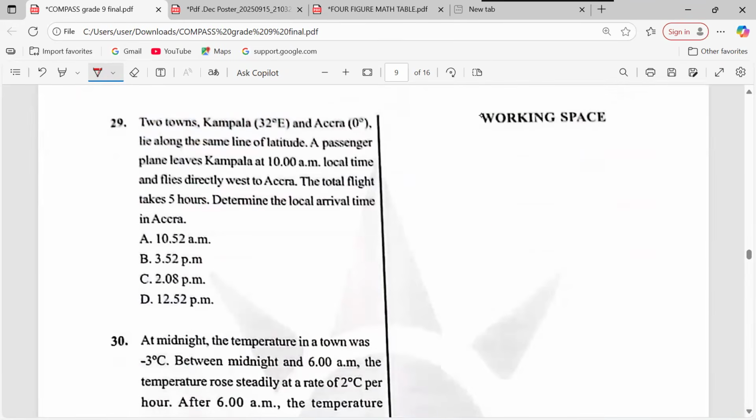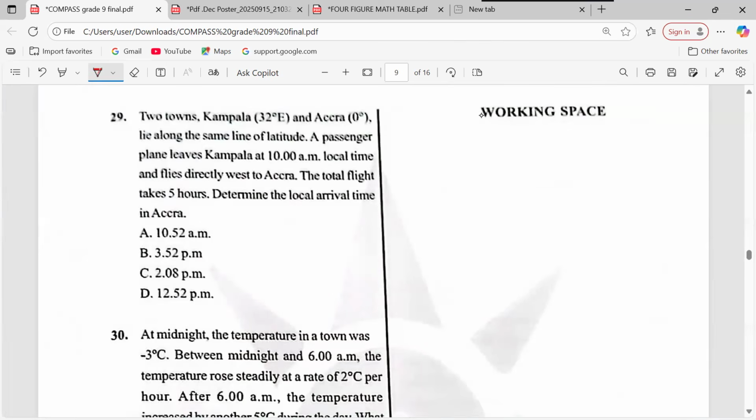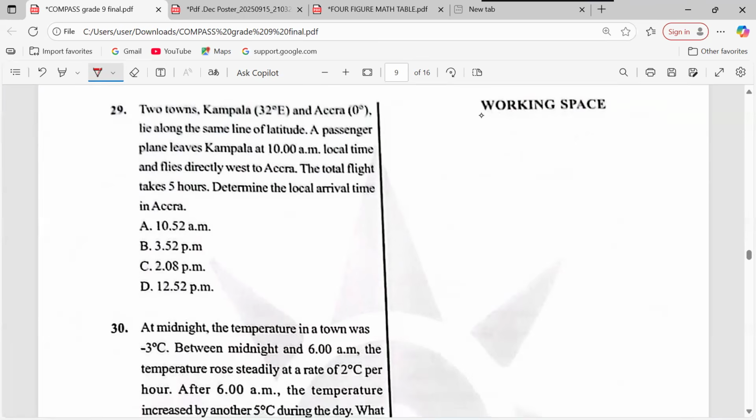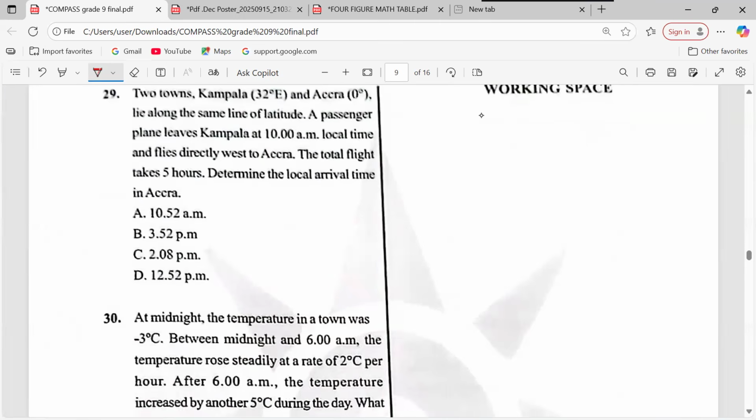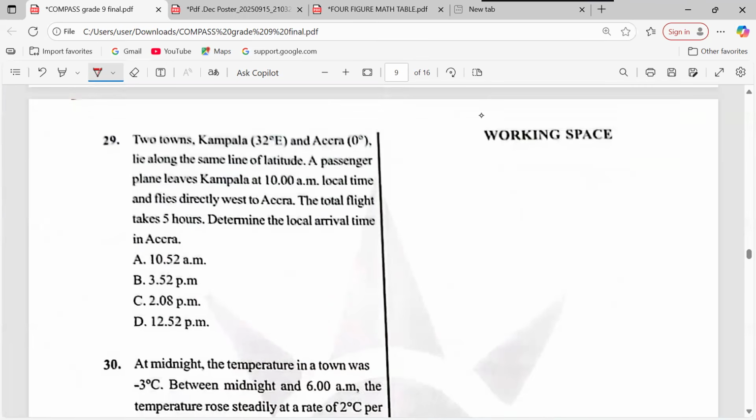29. Two towns, Kampala, 32 degrees in the east, and Accra, 0 degrees, that's along the prime meridian, lie along the same line of latitude. A passenger leaves Kampala at 10 a.m. local time and flies directly west to Accra. The total flight takes 5 hours. Determine the local arrival time in Accra.